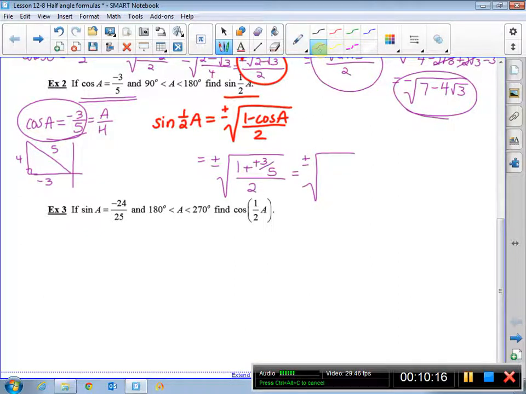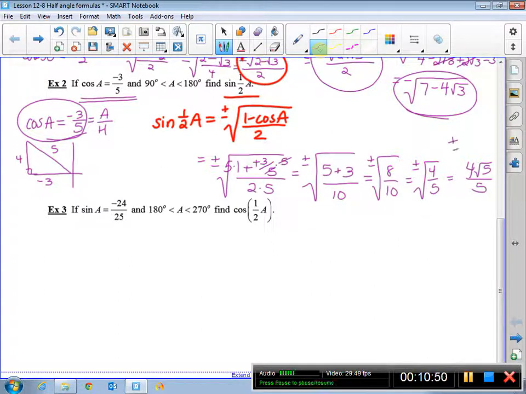I'm going to multiply each of these by 5 to clear that fraction. 3/5 times 5, 1 times 5, and 2 times 5 gives me 5 plus 3 over 10. So I have the square root of 8/10, or that's the same as the square root of 4/5, which is 4 radical 5 over 5.